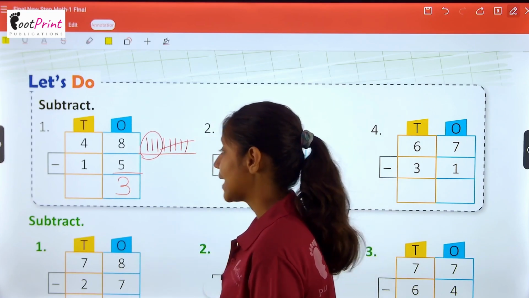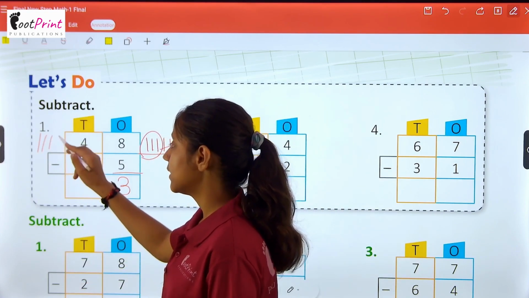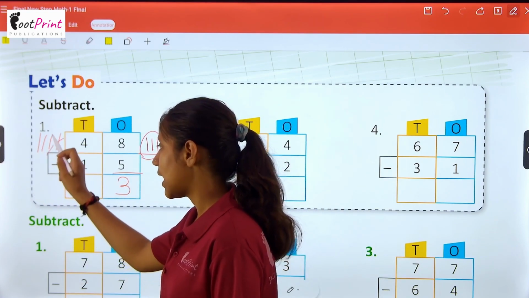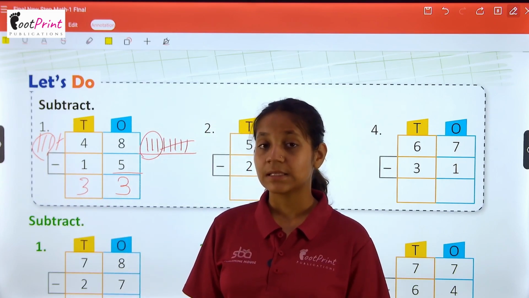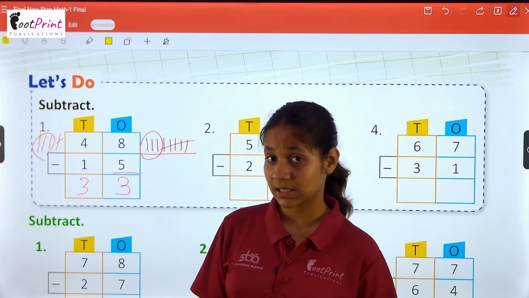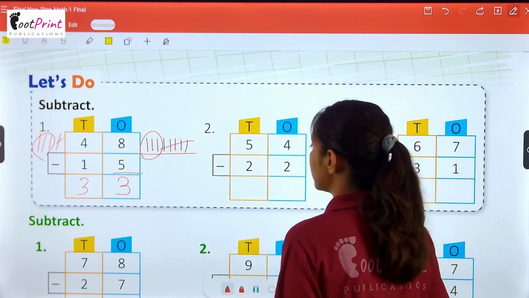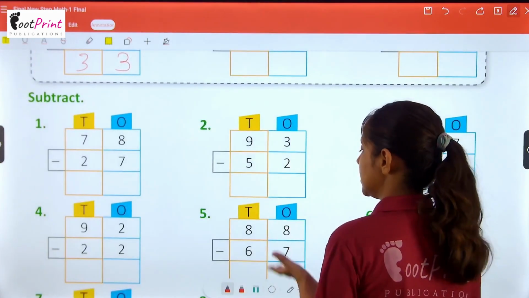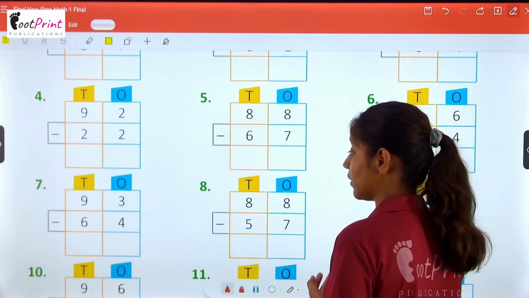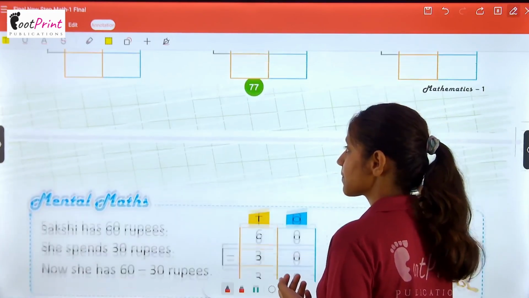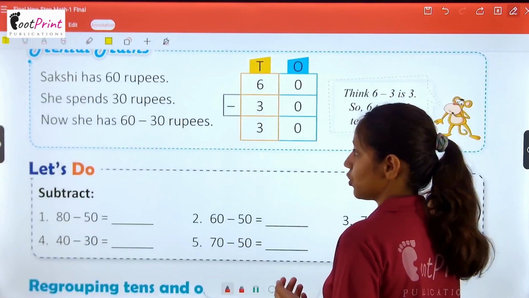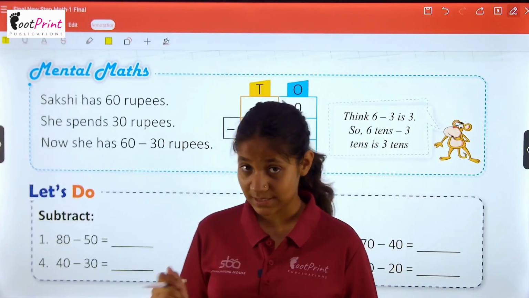Now at the tens place what will we do? 4 were there and 1 is taken away. So 3 are left. So 4 minus 1 is 3. 33. So the answer is 33. Okay. In a similar manner, all these questions you have to do by yourself. If you find any query, you have to see this exercise portion of the video once again.